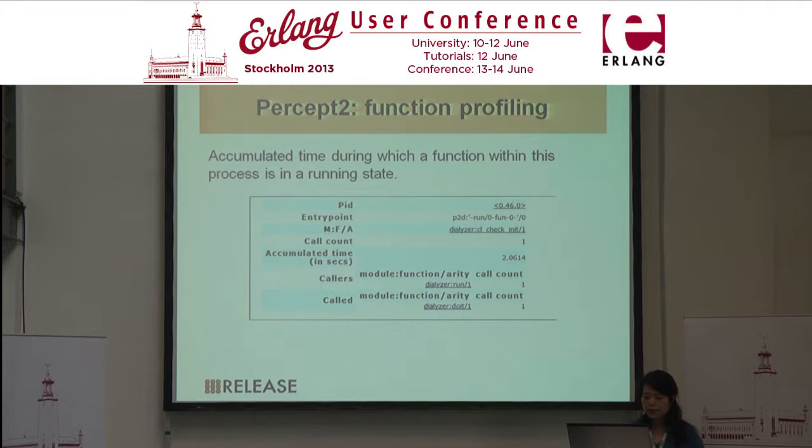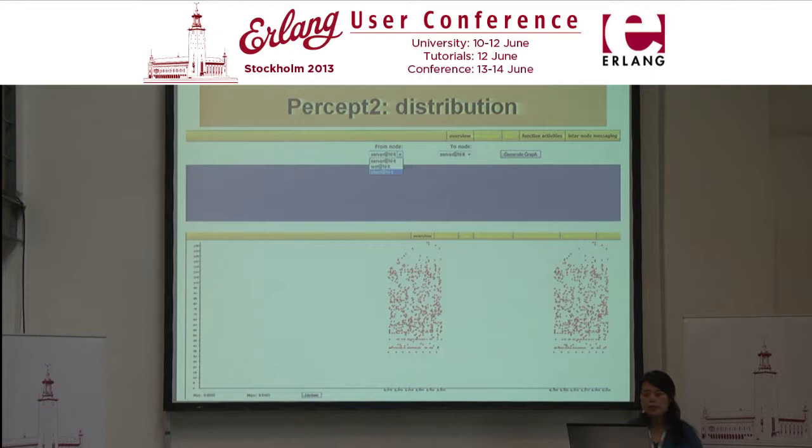So this is functional profiling. Another feature we add is support for distribution. It means you can trace in multiple nodes and then analyze those trace files together, and this graph shows you the communication between nodes.